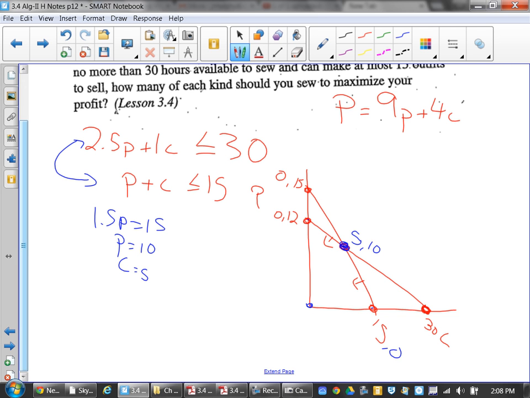So as you substitute in, you have 9 times 12 plus nothing. 9 times 10. Oops, did I write? It's 4 times 5. And nothing plus 4 times 15.